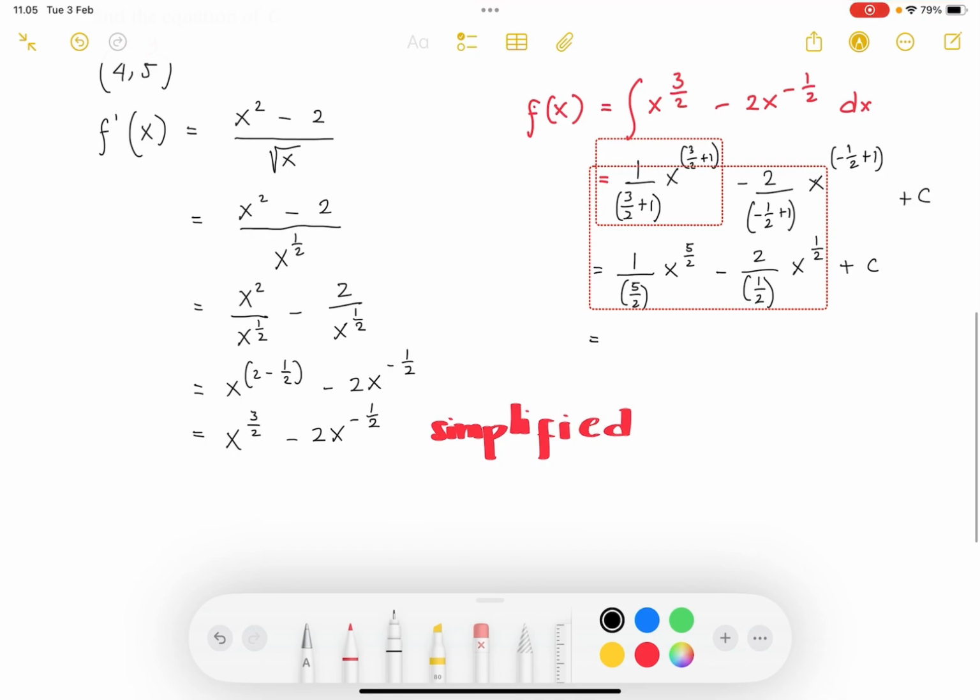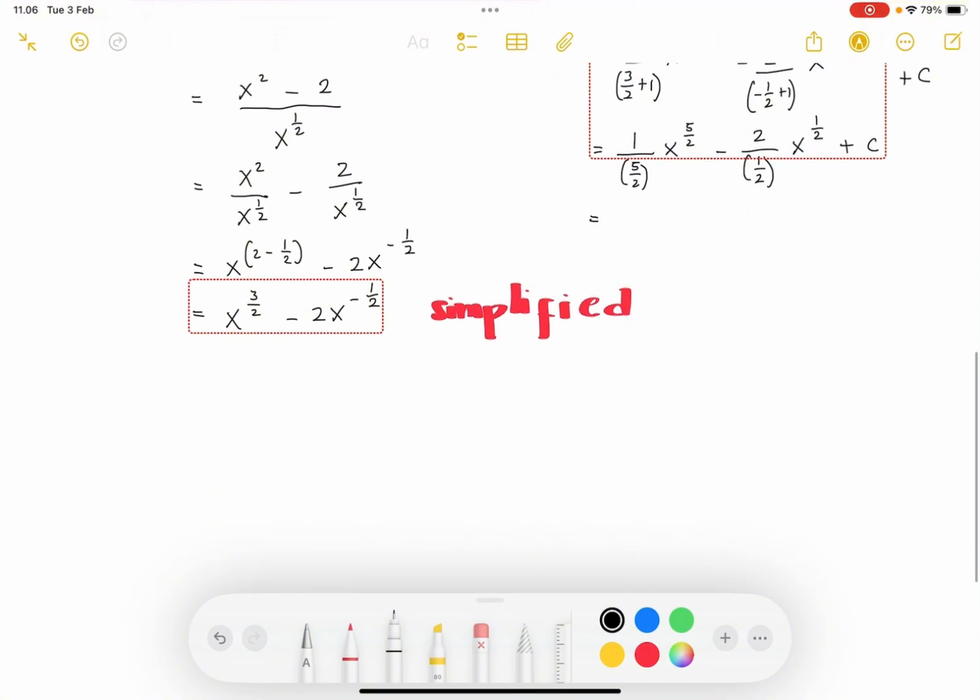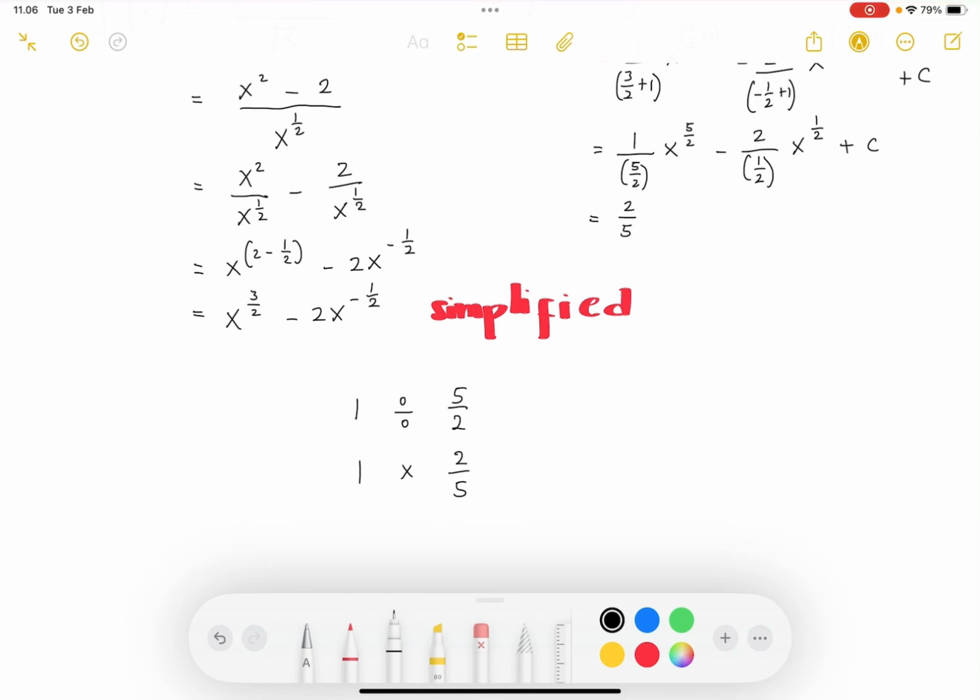Now, remember, in the fraction, I will break it down here again. So 1 divided by 5 over 2. How do we do it? Yes, correct. We need to switch the denominator, and then the division will become multiplication. So now I can write it as 2 over 5, x to the power of 5 over 2.